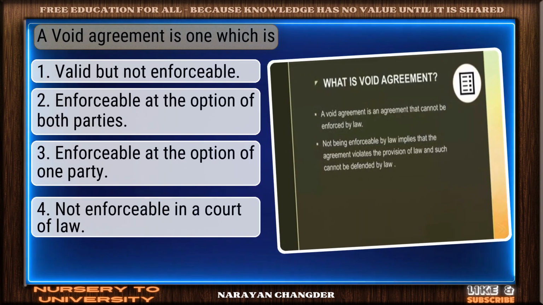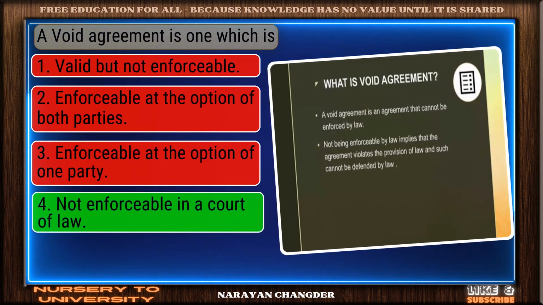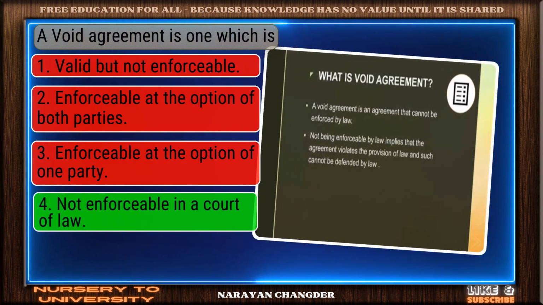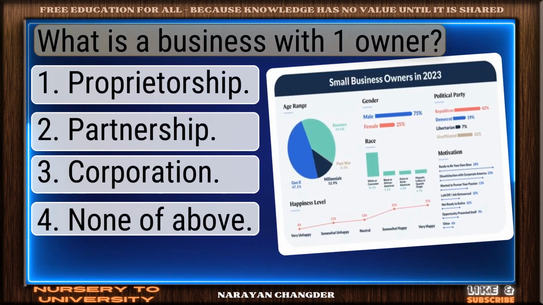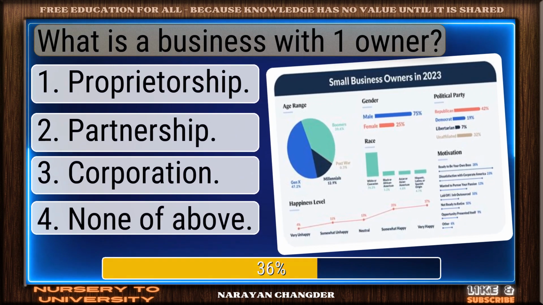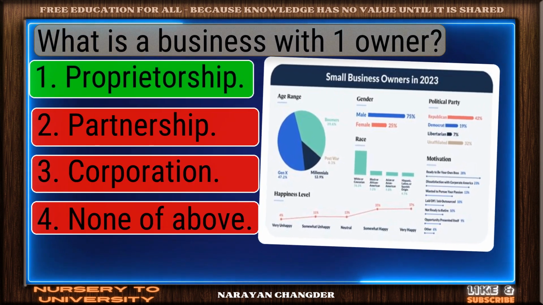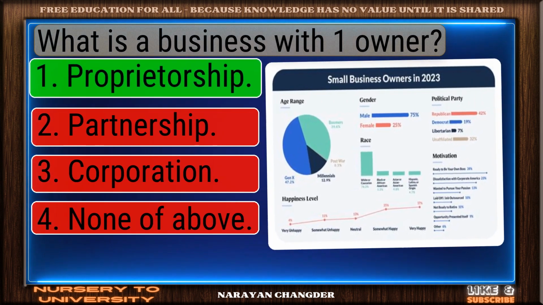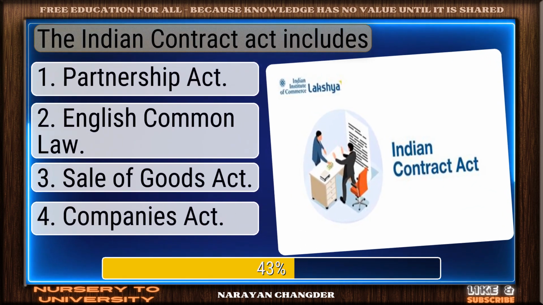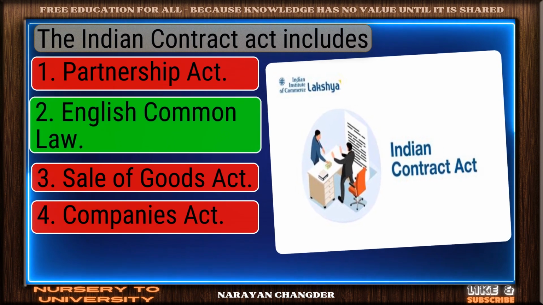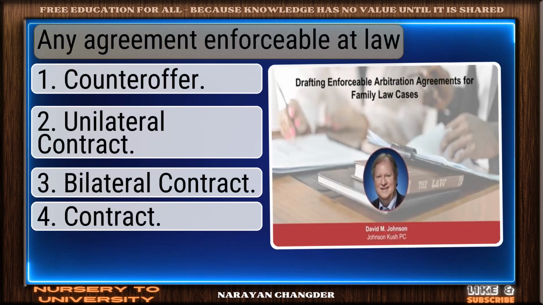Void agreement is one which is. You got it. Your choice, not enforceable in a court of law, is right. What is a business with one owner? Clear logic. Your choice, proprietorship, is sound and 100% true. The Indian Contract Act includes. Solid response. English common law is a valid choice.